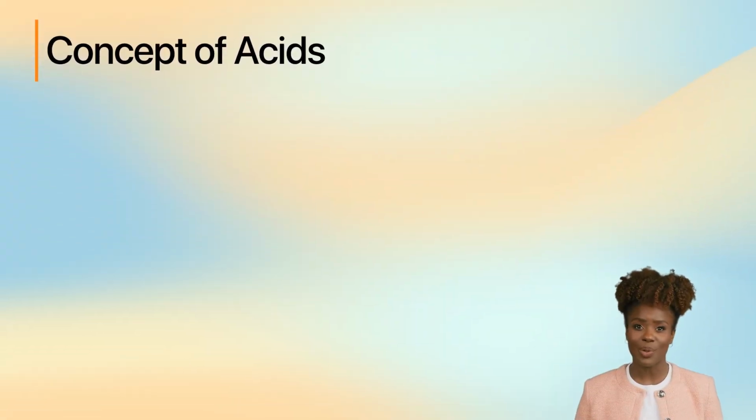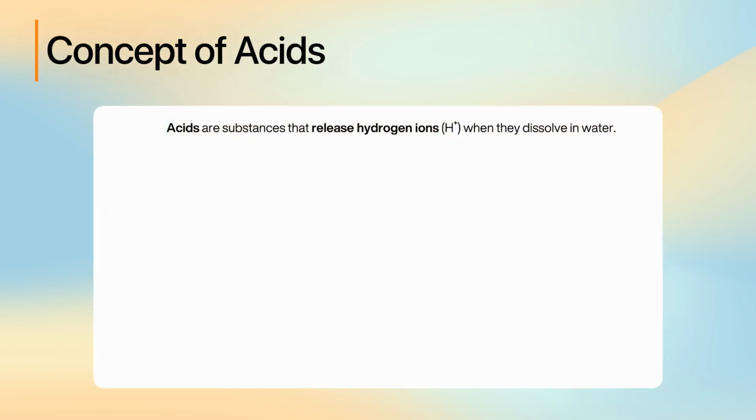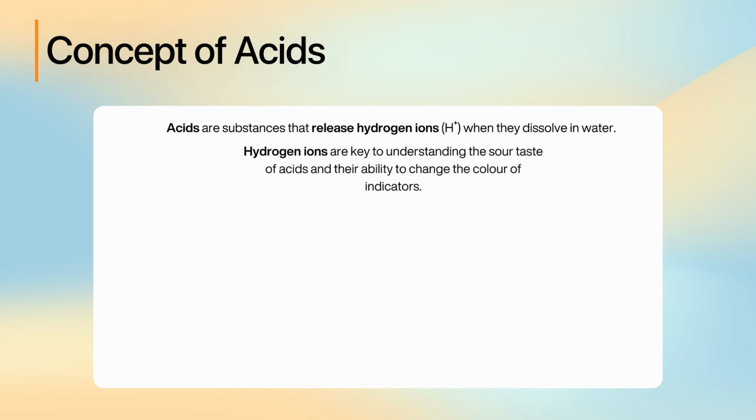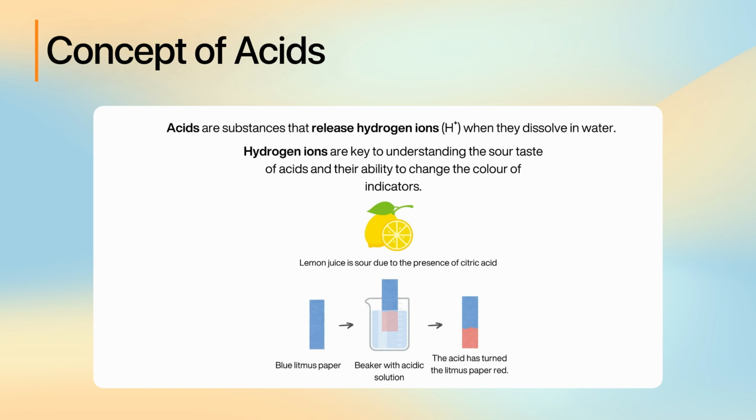Let's delve into the world of acids, starting with some core concepts that will help clarify what acids are and how they behave in solutions. Acids are substances that release hydrogen ions, H+, when they dissolve in water. These hydrogen ions are key to understanding why acids have their characteristic properties, such as sour taste, like lemon juice, which contains citric acid, and the ability to change the color of indicators, turning blue litmus paper red, for example.